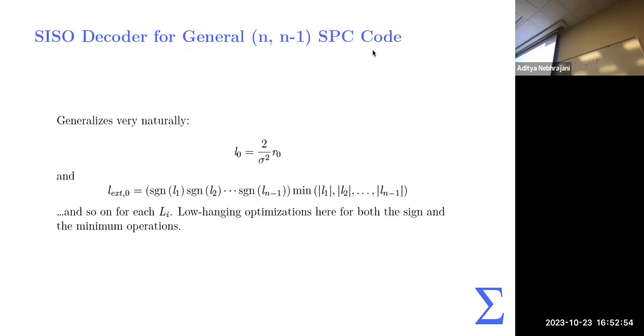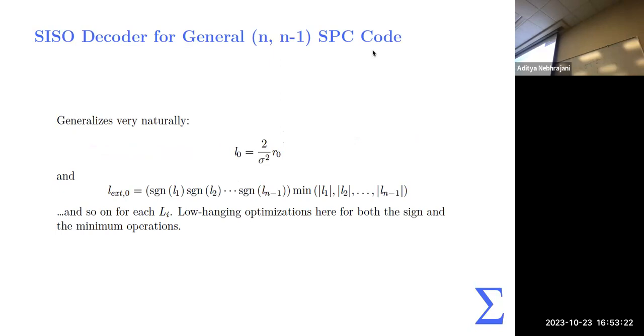Cool. So this generalizes naturally to an n minus one parity code. It's this induction, right? Same thing as, oh, I did one XOR in the log likelihood domain, so n XORs becomes this thing. So it's the product of all of these signs times the min of all of the other intrinsic log likelihood ratios. Makes sense?